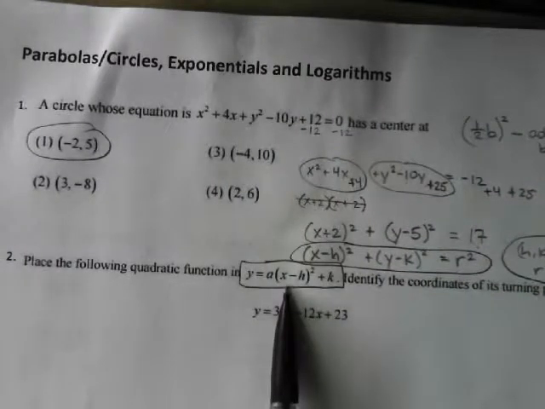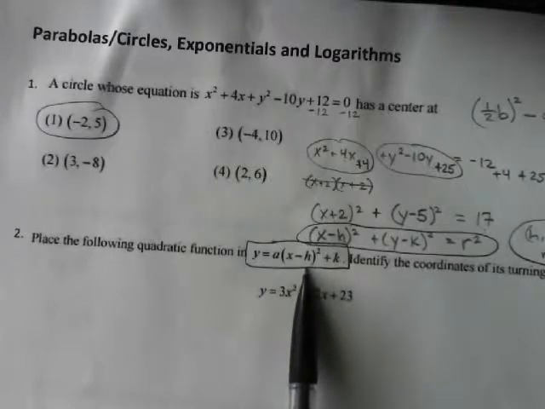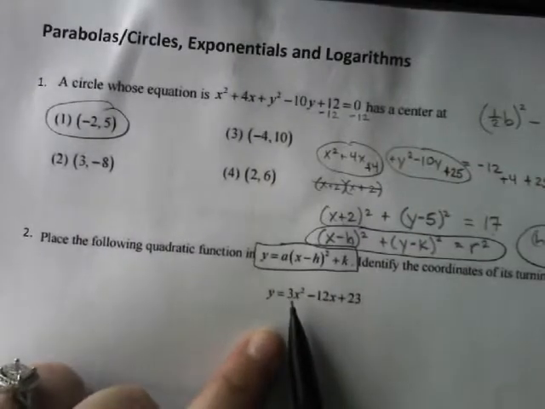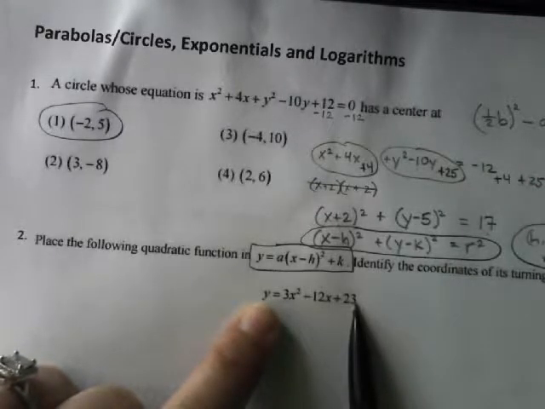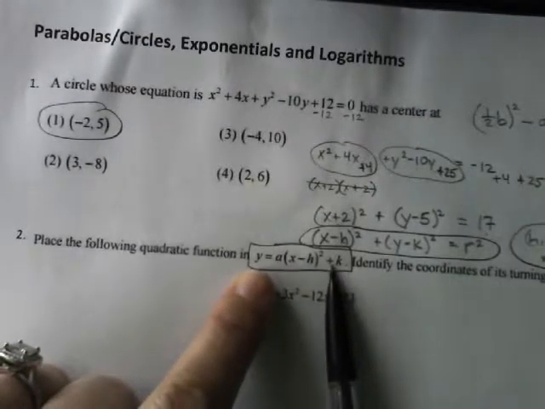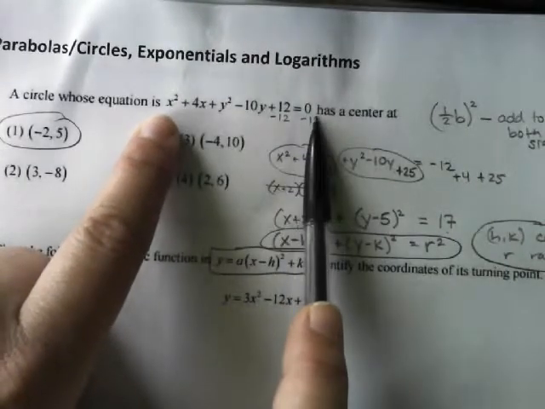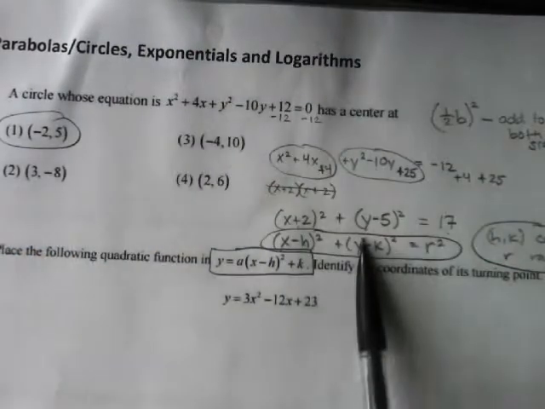But this is the vertex form of a parabola that you should also have memorized, because a lot of times you're going to have to complete the square for that too. So in this particular problem, we're given the quadratic in standard form, and they want us to convert it to vertex form. Just like our circle was given to us in standard form, we had to convert it to that center radius form.